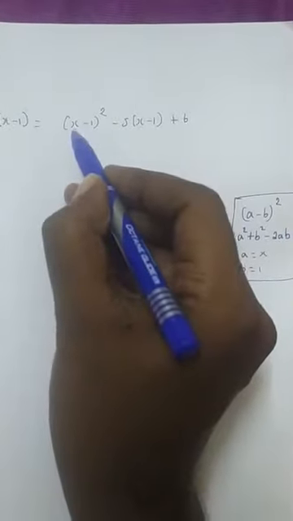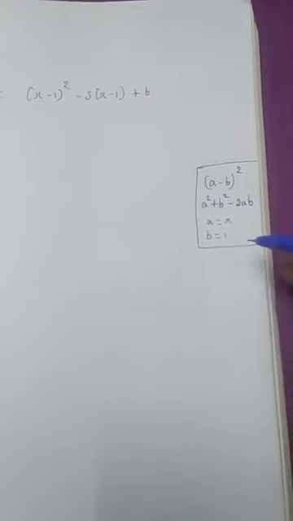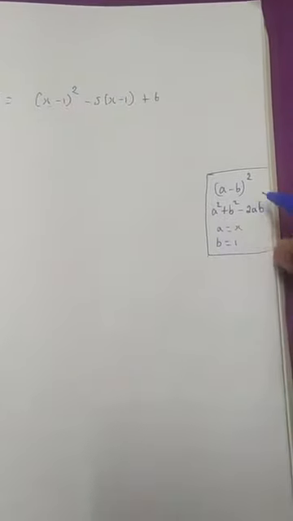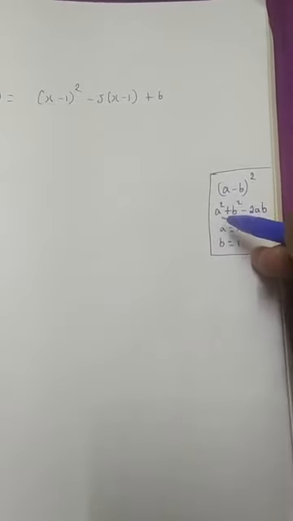So this looks like a minus b whole square. What is in the place of a? X. So a is equal to x here. What is in the place of b? 1. So b is equal to 1 here. So we have to substitute these values in this equation. A minus b whole square is equal to a square plus b square minus 2ab.